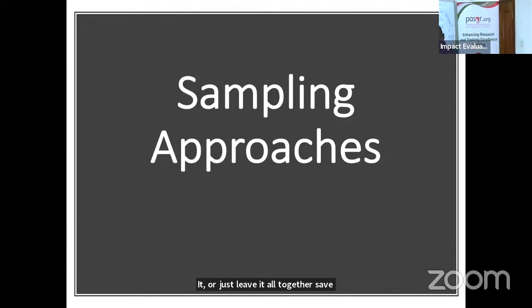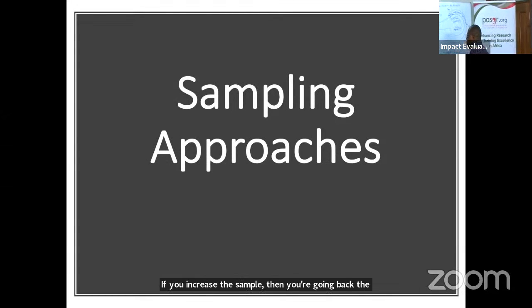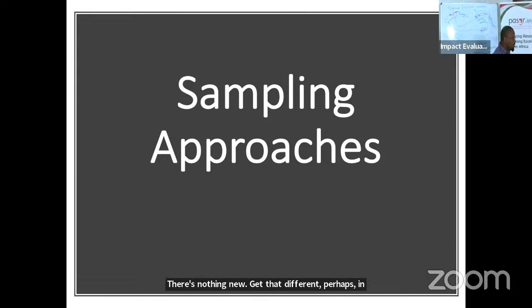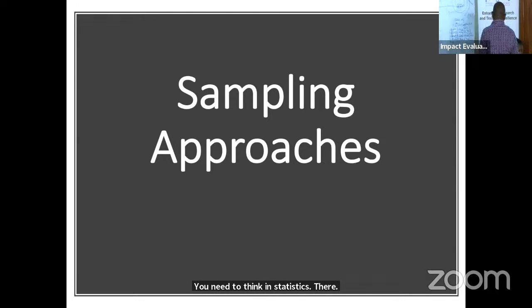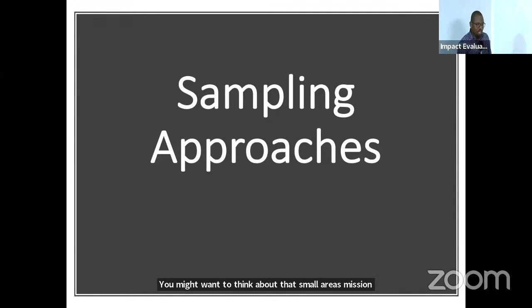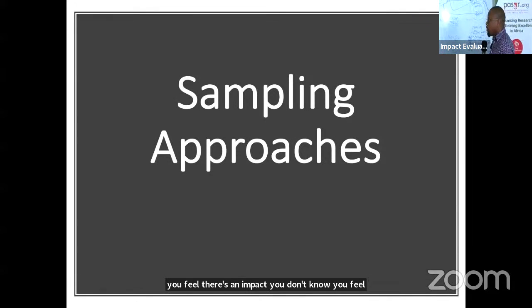If it's the same area, if you increase the sample, then you're going back to the same thing. There's nothing new that is different. Perhaps in your randomized approach, you need to think in statistics, there are techniques on small area estimation. You might want to think about that small area estimation combined with your randomization. But even if it's small and you feel, I think I see a lot of subjectivity. You feel there's an impact. You don't know, you feel there's an impact. Increasing the sample doesn't solve your problem.